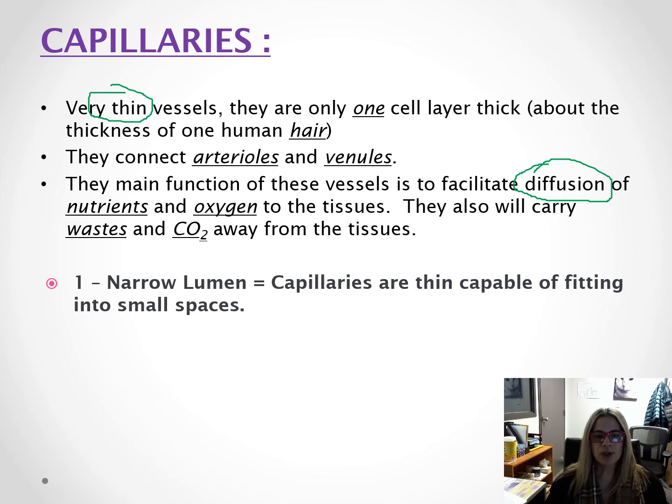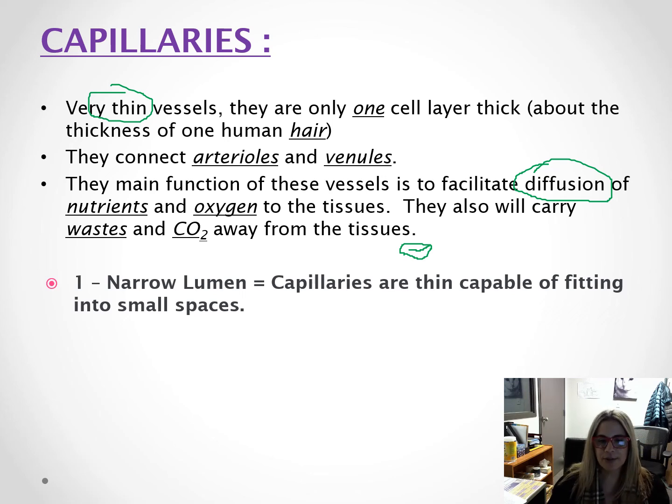Okay, so what are some of the defining characteristics in terms of the structure of capillaries? They have a narrow lumen. I think that kind of goes without saying. If they're as thick as a human hair, obviously they have a teeny tiny lumen. Now, how small is the lumen? So small that red blood cells literally have to travel through the capillaries single file, like marching single file. That's how small the lumen is.